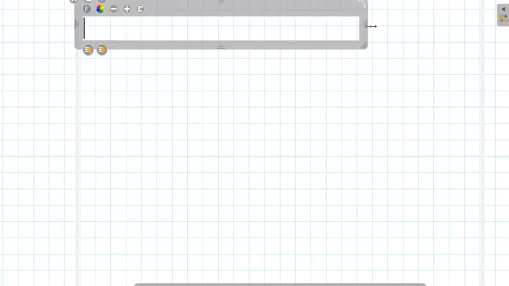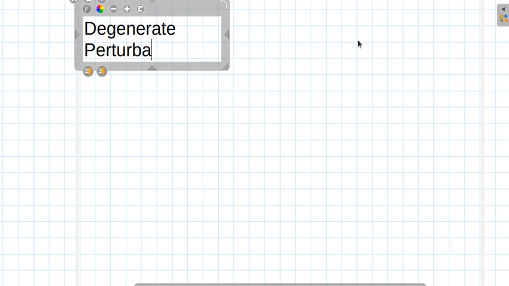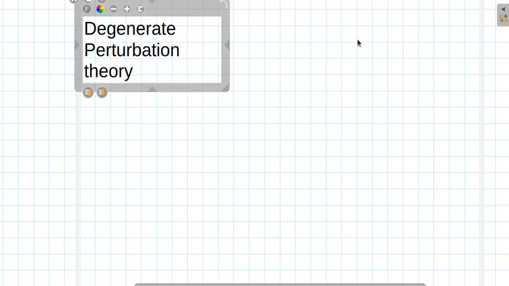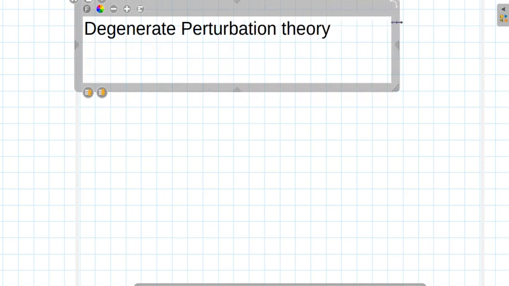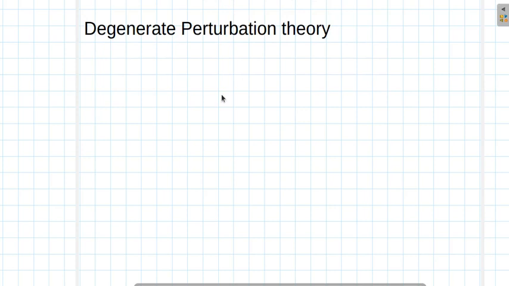So in this, let me write down its title. It is Degenerate Perturbation Theory. Right? So I will talk about this.